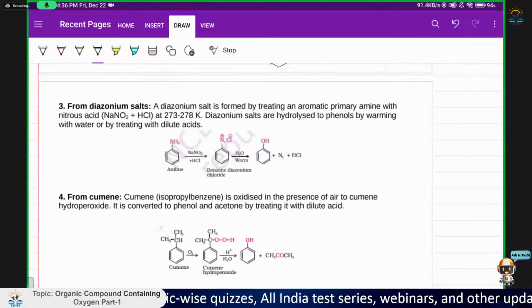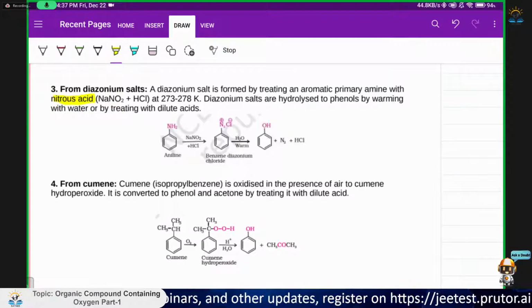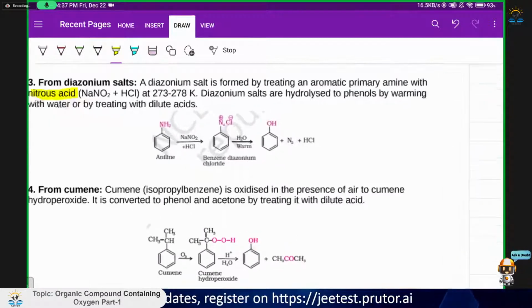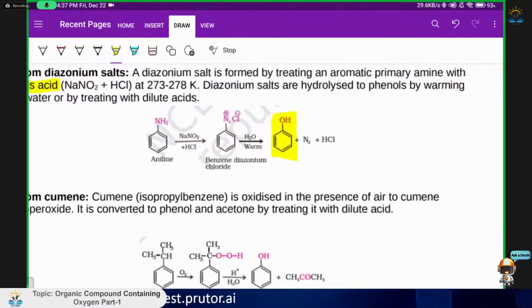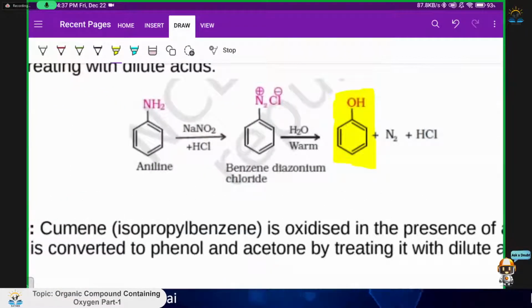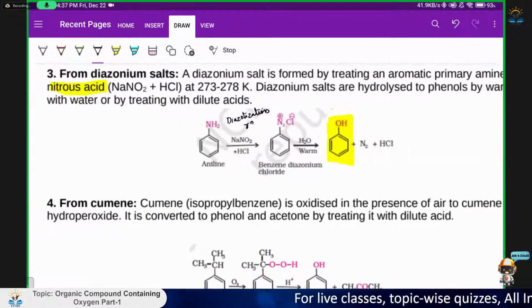Now from benzene diazonium salts. A diazonium salt is formed by treating an aromatic primary amine with what? With NaNO2 and HCl, nitrous acid, at 278 Kelvin. Diazonium salts are hydrolyzed to phenols by warming with water or by treating with dilute acid. So, when we simply hydrolyze the benzene diazonium chloride, we get the corresponding phenol. Converting aniline into benzene diazonium chloride is called what? Diazotization reaction. And when we simply hydrolyze it with warm water, we get phenol.